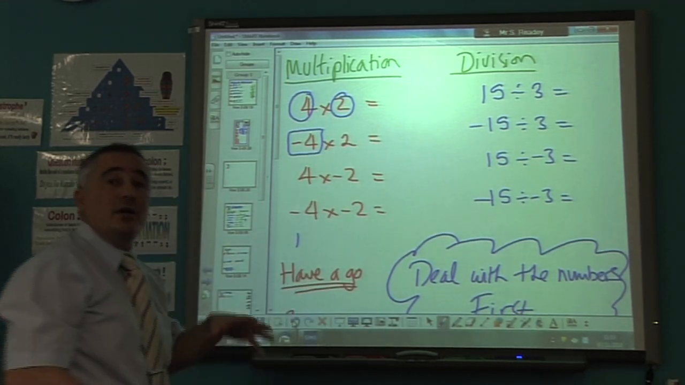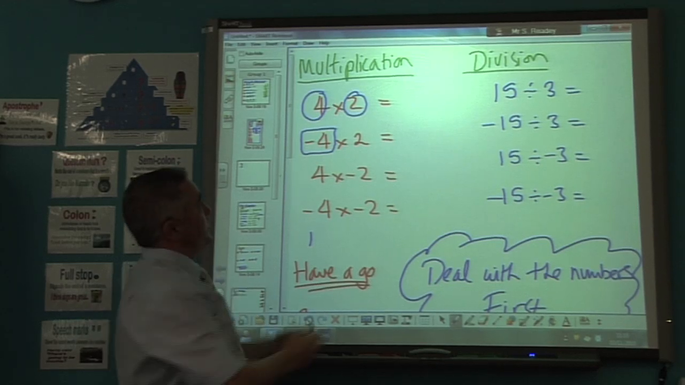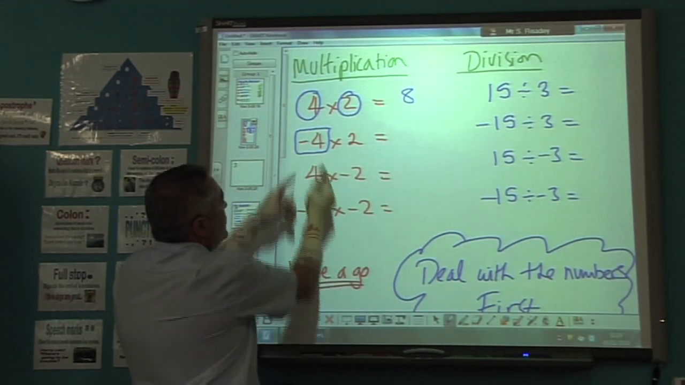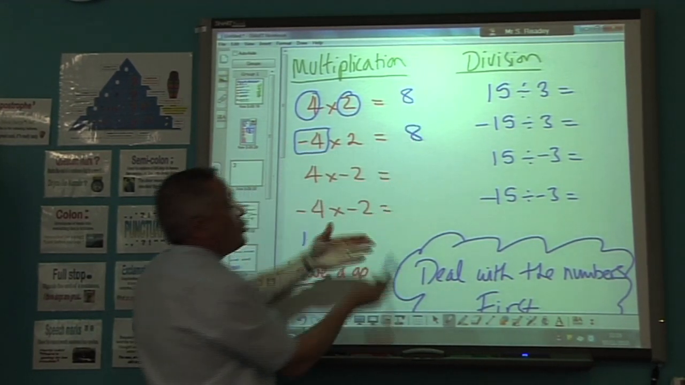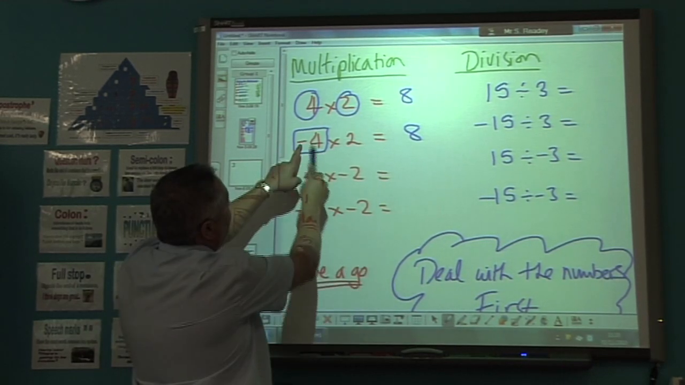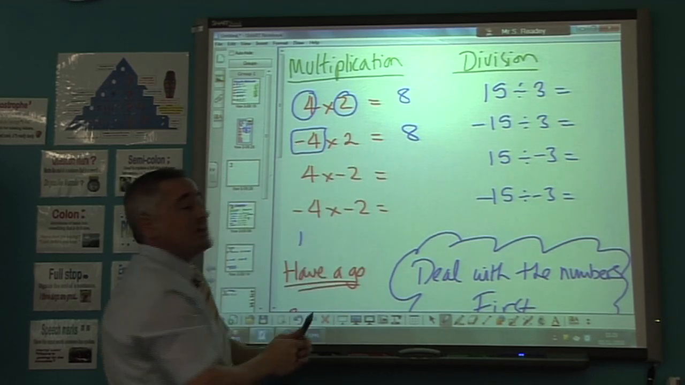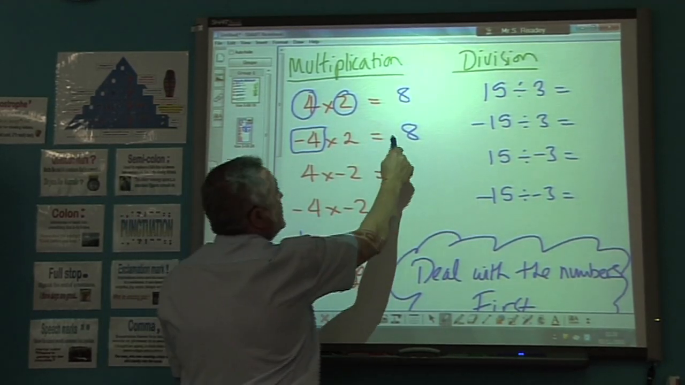But the easiest way to go through these, and the quickest way, be confident with your multiplication. Let's just get that one in there. 4 times 2 is 8. Go back now and look at the signs. Are the signs the same or different? I've got a negative 4, and that's a positive 2. So the signs are different, so the outcome's going to be negative.